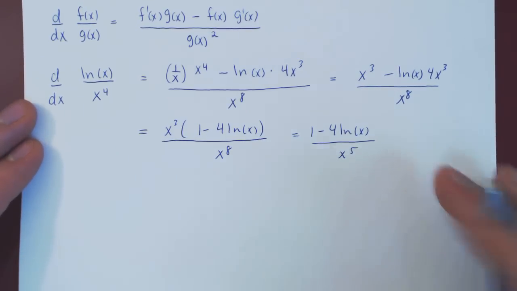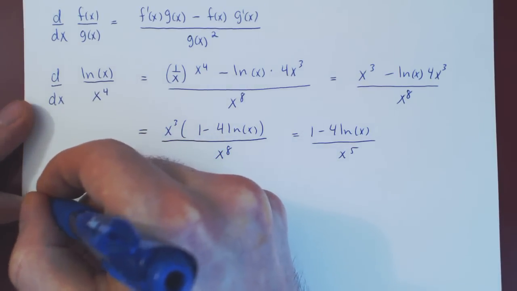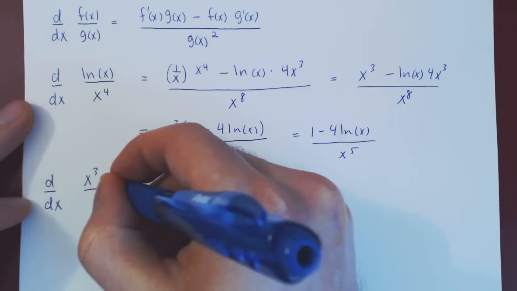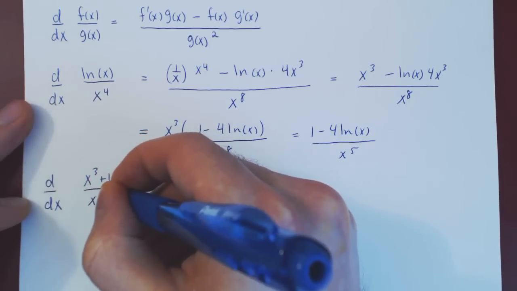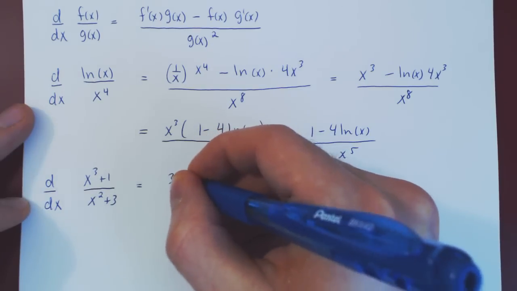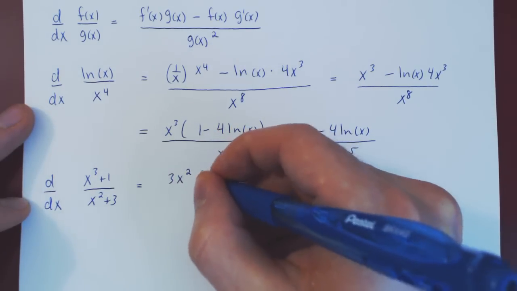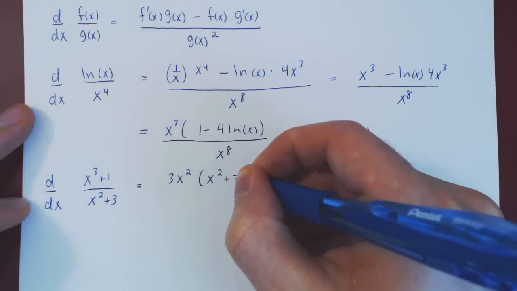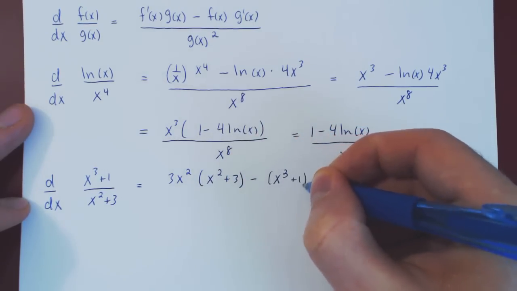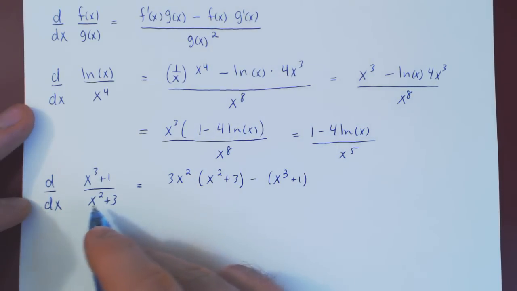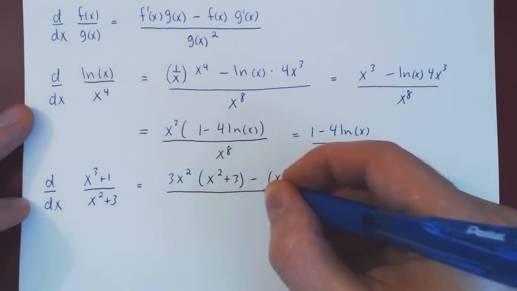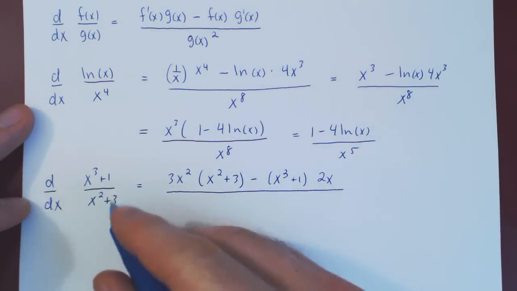Let's consider a second example. What if we differentiate, again with respect to x, x cubed plus 1 over x squared plus 3. So the derivative of the numerator, 3x squared, times the denominator, x squared plus 3, minus our numerator, x cubed plus 1, times the derivative of the denominator, which is 2x, over, of course, x squared plus 3 all squared.